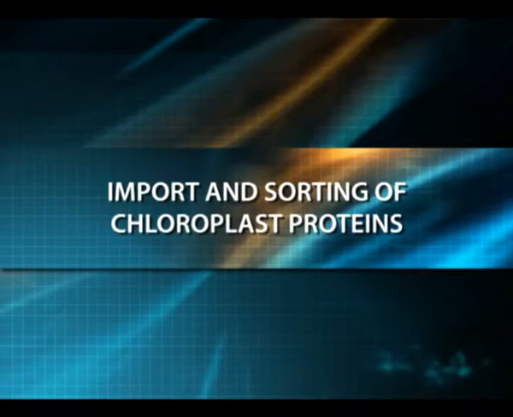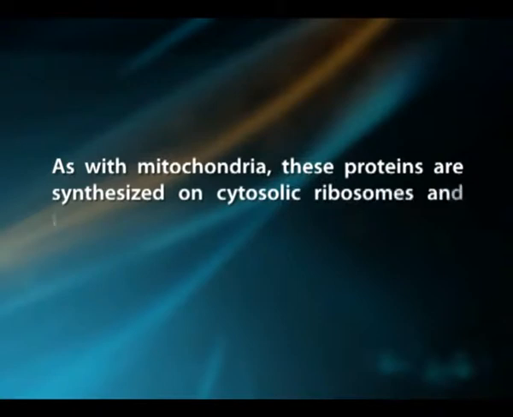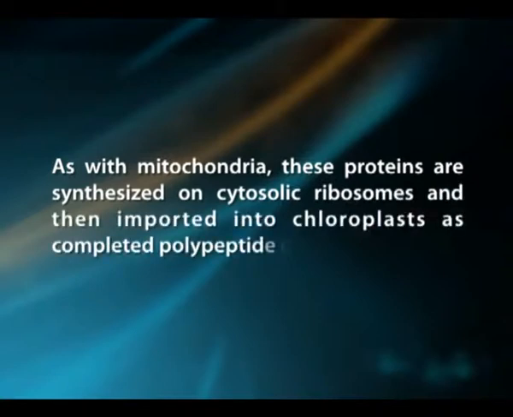Import and sorting of chloroplast proteins. Although chloroplasts encode more of their own proteins than mitochondria, about 90% of chloroplast proteins are still encoded by nuclear genes. As with mitochondria, these proteins are synthesized on cytosolic ribosomes and then imported into chloroplasts as complete polypeptide chains.